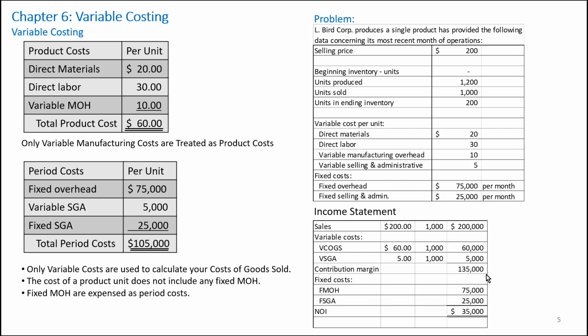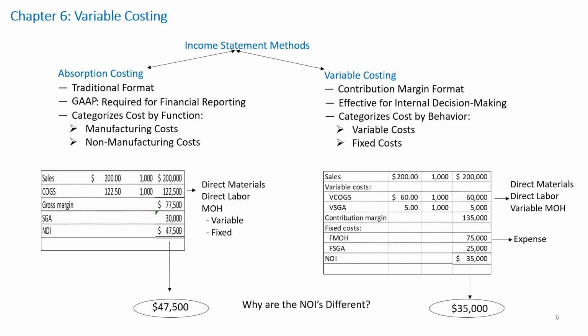The contribution margin replaces the gross margin and represents the earnings generated, which will be used to cover all fixed costs and contribute to overall profitability. Fixed costs under variable costing include both the fixed manufacturing overhead and the fixed SG&A cost. The total of these two comes up to $100,000. At this point, we subtract the fixed cost from the contribution margin, and it gives us an NOI of $35,000.